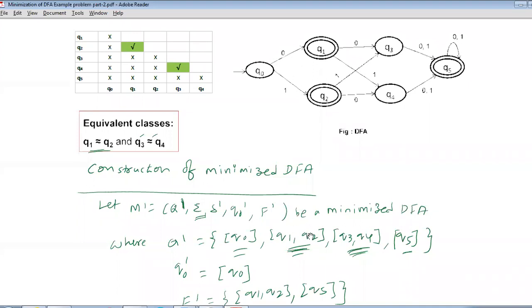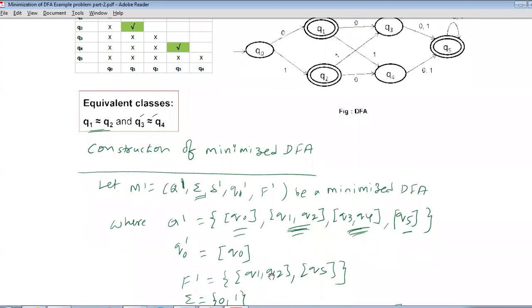Here Q1, Q2 both are final states, so can be merged. So now Q1, Q2 is one final state of minimized DFA. Then Q3, Q4, this pair does not contain any final state. Then Q5 is a final state of DFA. So therefore, you can consider it also as the final state of minimized DFA. Therefore, F dash equal to Q1 comma Q2 comma Q5. These are all the final states.